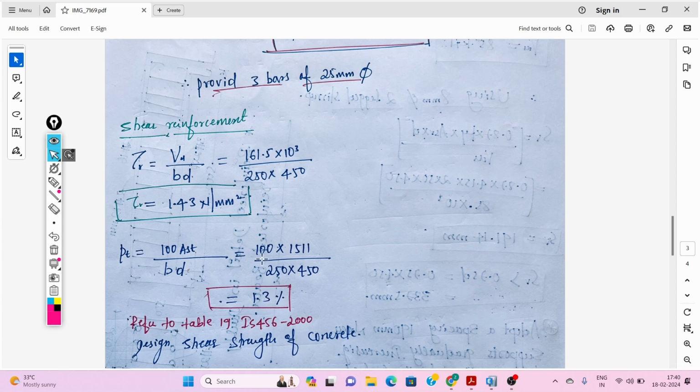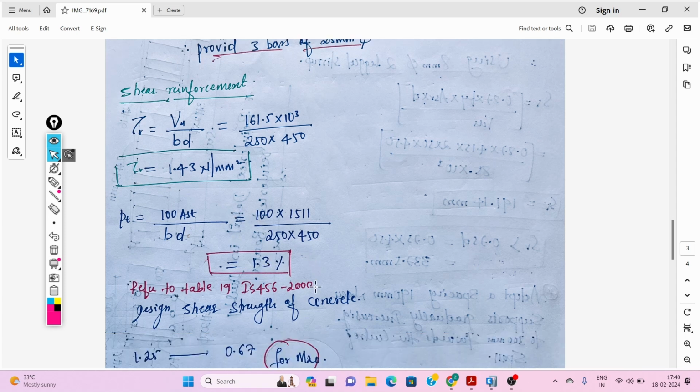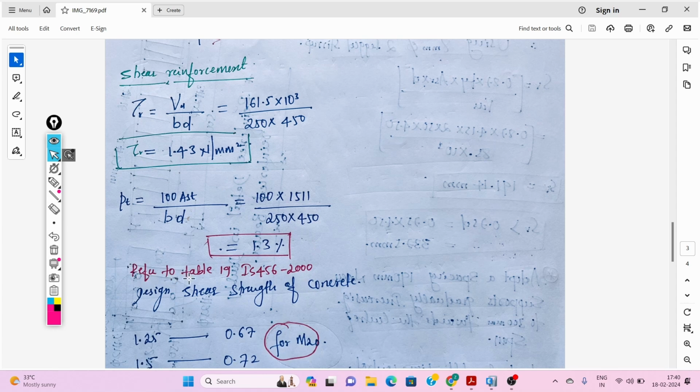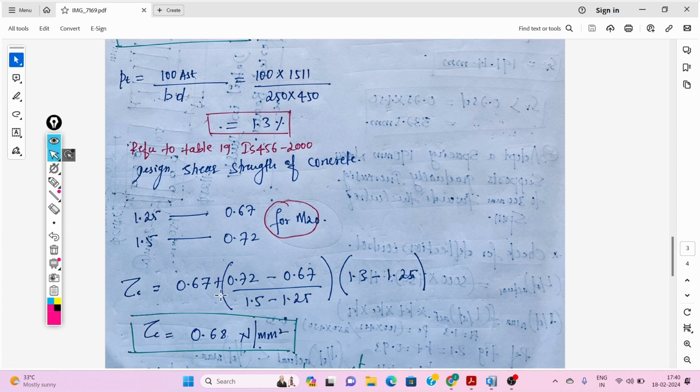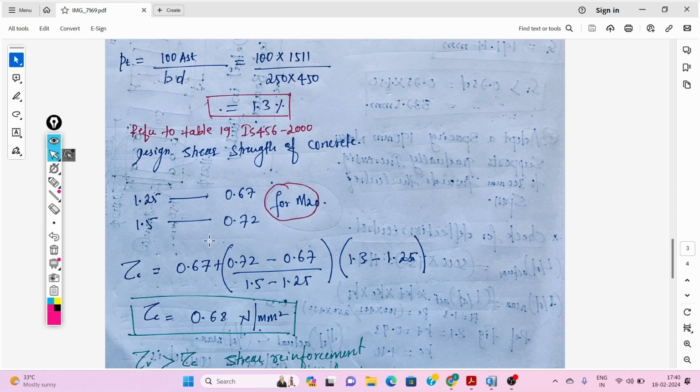So using this percentage and this tau v value, we need to find the tau c. Okay, refer IS 456 Table number 19 for design shear strength of concrete. We don't have a value for 1.3. We have a value of 0.67 for 1.25 and 0.72 for 1.5 for M20 grade of concrete. We need to find the value for 1.3 here. So if you do an interpolation, tau c is equal to 0.67 plus 0.72 minus 0.67 divided by 1.5 minus 1.25 into 1.3 minus 1.25.